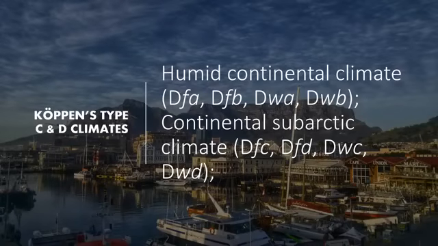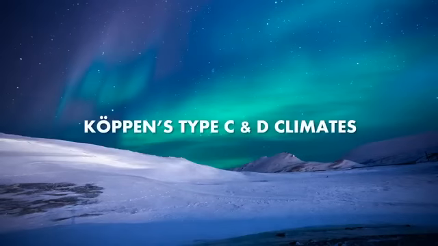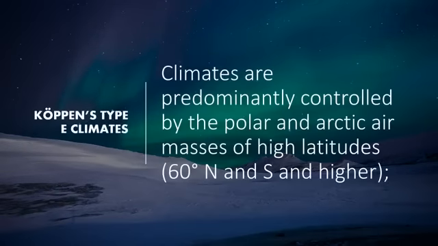Okay, so the humid continental climate, the type D, and the continental subarctic climate are here. Okay, so they are on the higher latitudes. All right, so type E climates, they're the last type. They are the polar climates. They are the climates 60 degrees north and south or higher. So basically they are the polar climates.